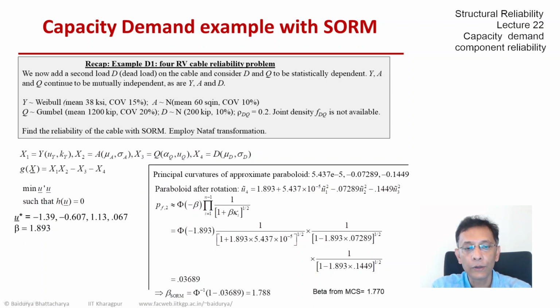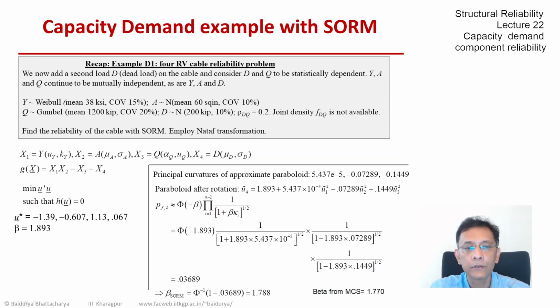Well, it turns out it's rather close. The beta from MCS is about 1.77. The beta from SORM is about 1.79, whereas the beta from FORM is 1.89. So in all these examples that we have been seeing, SORM does seem to be making a good correction to the errors in FORM.